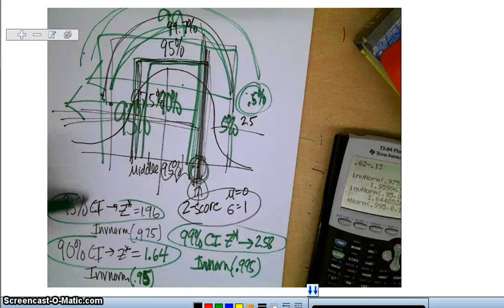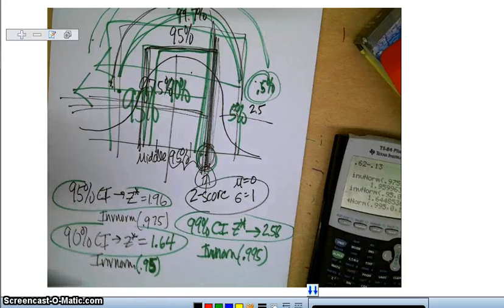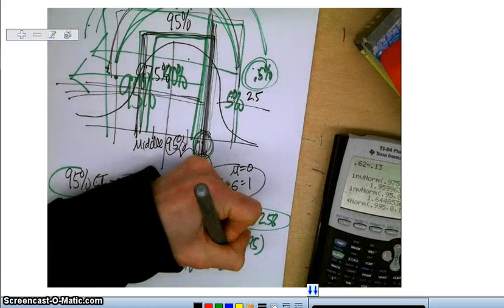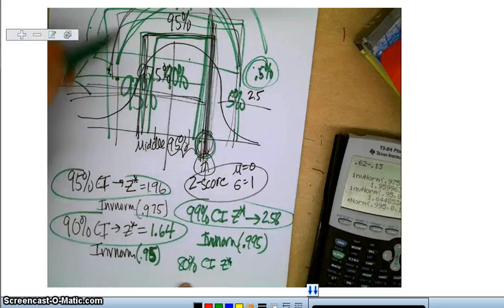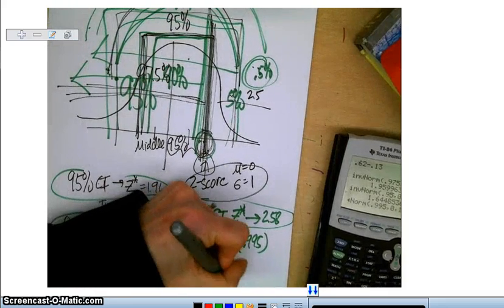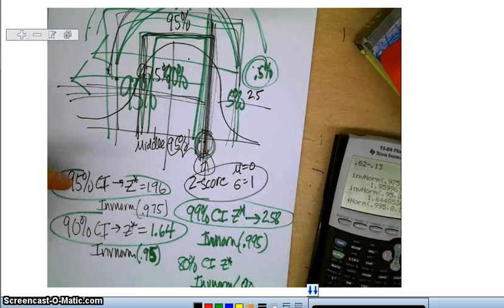So these are the values that you need to memorize, as these are the most common ones. But let's say you wanted to do an 80% confidence interval. Then you'd say, well, the 80% in the middle, that's 10% on each end. So then you'd do inverse norm 0.90. And that would give you how many standard deviations away you could go.